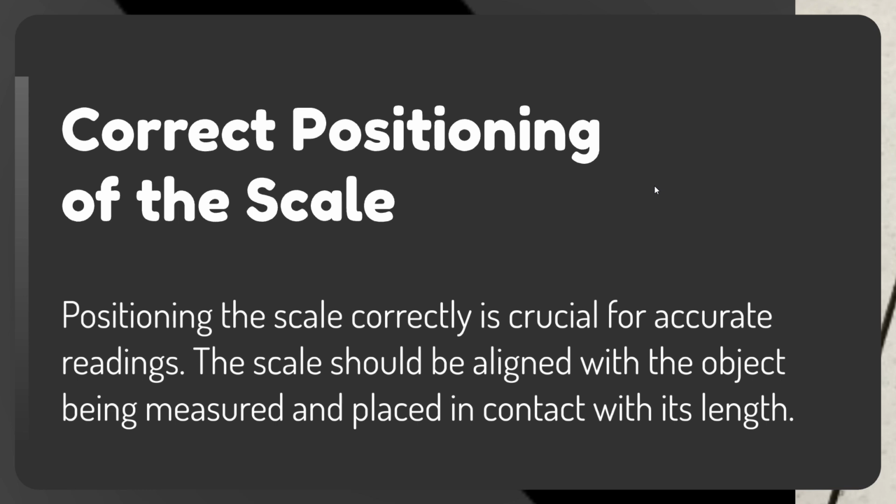So, correct positioning of the scale. Positioning the scale correctly is crucial for accurate reading. The scale should be aligned with the object being measured and placed in contact with its length, which means that the correct positioning of the scale is very important. We need to place the scale in an accurate position in contact with the object. Okay, that's all. No big deal, guys.